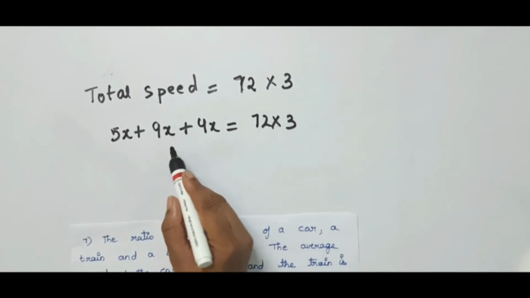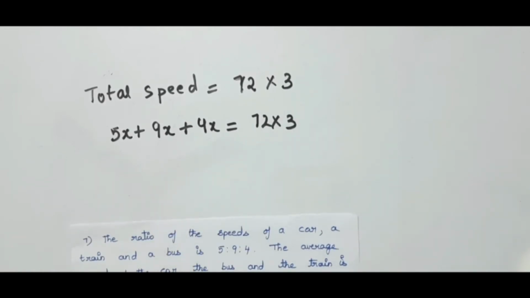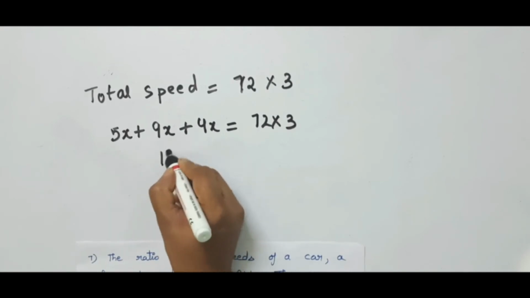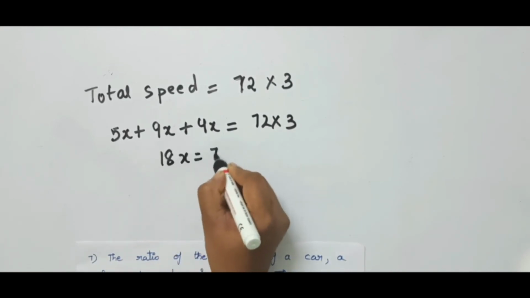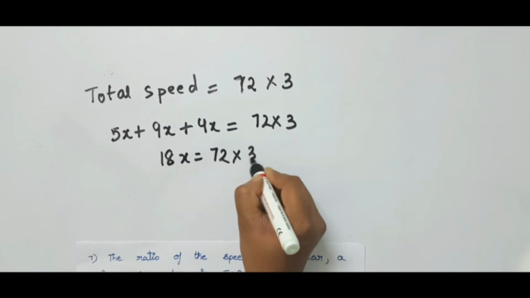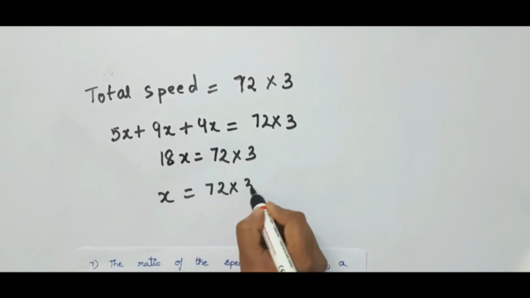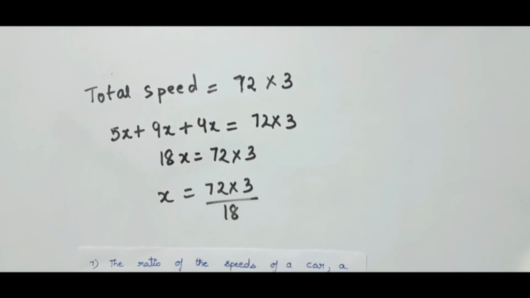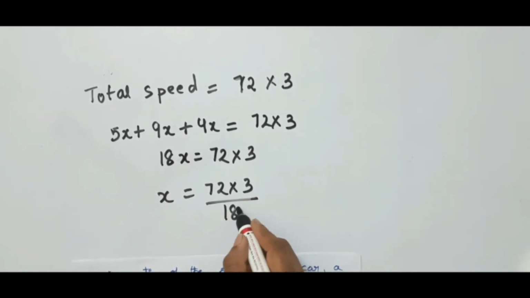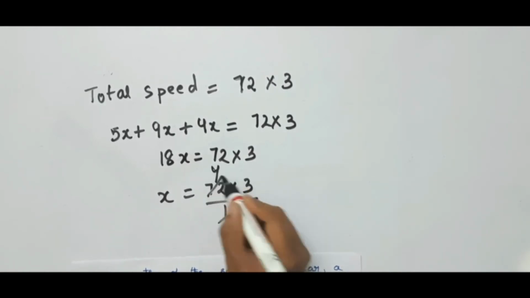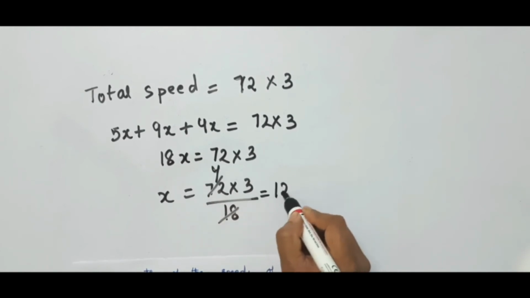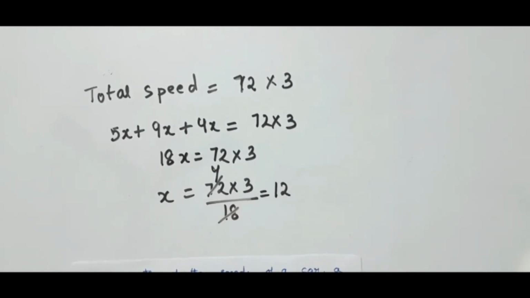Here it is nothing but 9 plus 9 is 18, so 18x is equal to 72 into 3. X is equal to 72 into 3 by 18. Now this cancels, 18 4s are 72. 4 into 3 is nothing but 12. We got the value of x as 12.